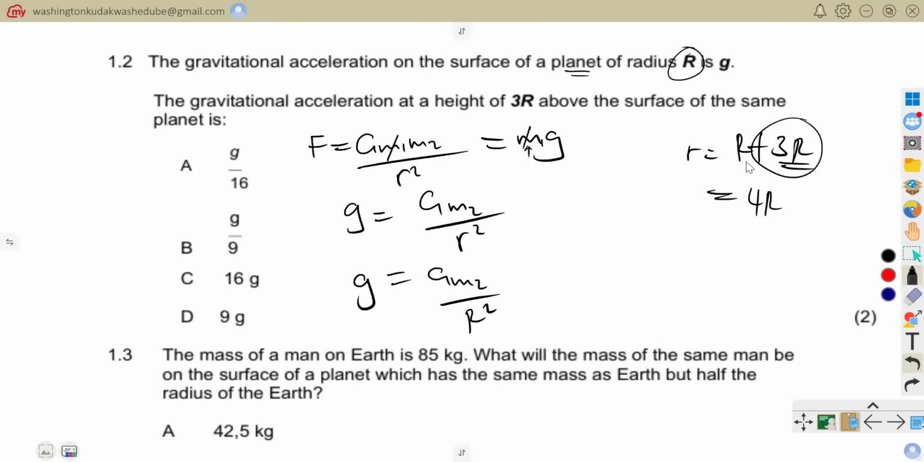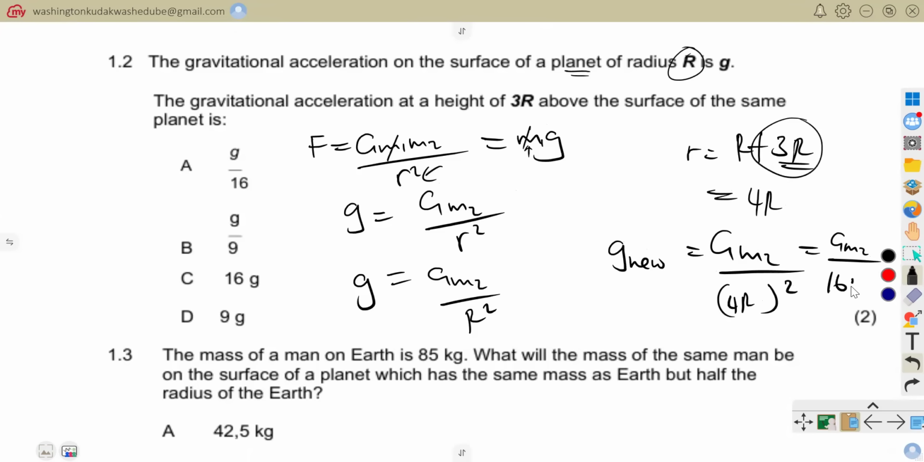Now, our new g, which is our new gravitational acceleration, will be given by G m2. Then where I have this r, I'm going to replace it with 4r. So I will have 4r squared. And this will give me G m2 all over 16r squared. So we can actually see that I can now factor out this to be equal to that.